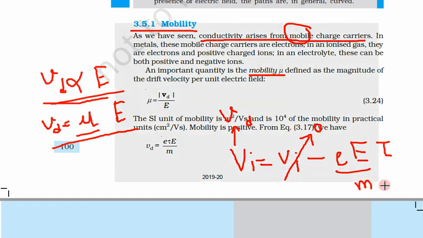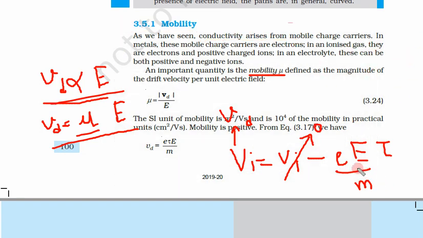If you see here, this Vd is proportional to minus E. Hence they have taken a mod. Mod means we are neglecting the sign, only the value remains. So what does this negative say? The negative says that the drift velocity is opposite to the direction of the electric field, because these are electrons and their drift velocity is opposite to the direction of the electric field. So they have taken a mod.